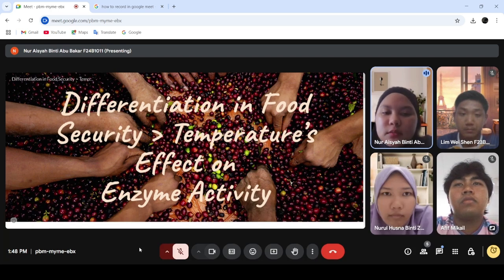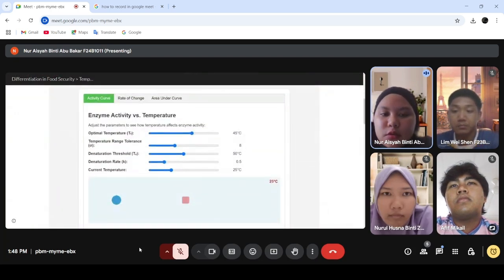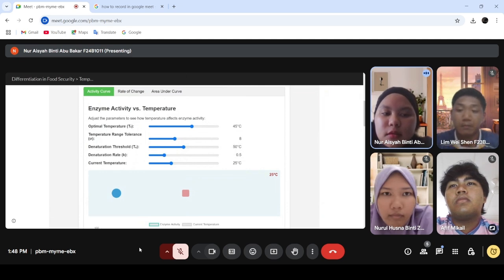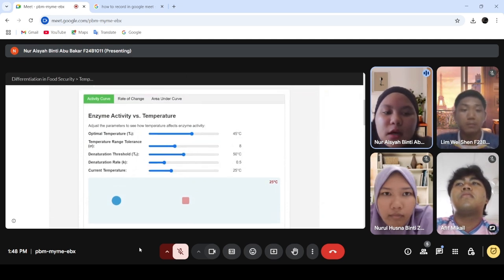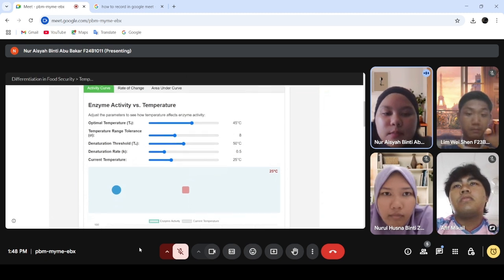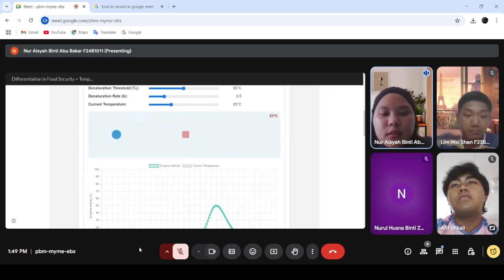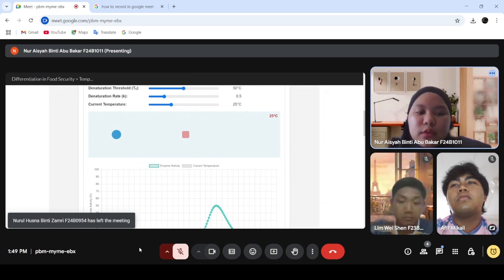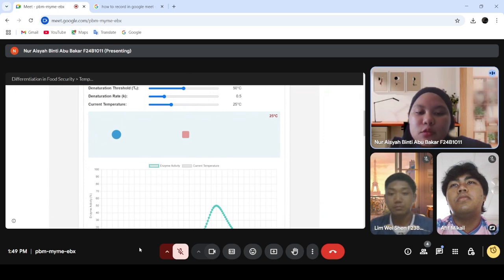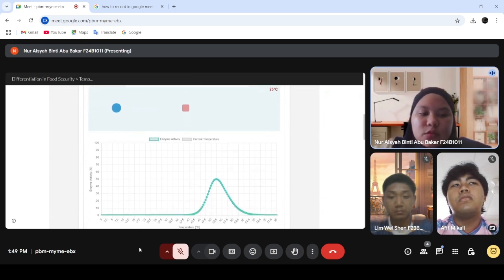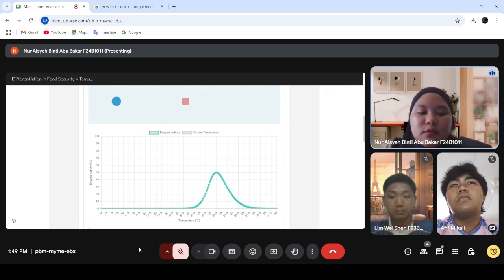Today I will be presenting how temperature affects enzymes based on the enzyme FS2 site. This is the animation that you can try on how the enzyme and temperature work. Enzymes are proteins that can speed up reactions. When the temperature is too low, they work slowly. At the right temperature, they work best. But if it's too hot, they lose their shape and stop working. This is called denaturation.